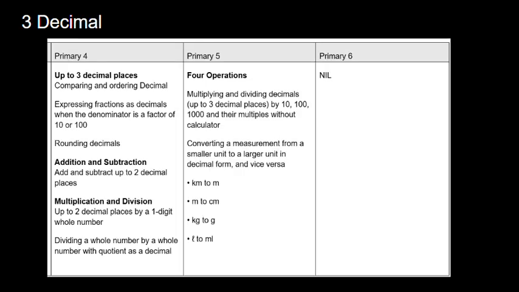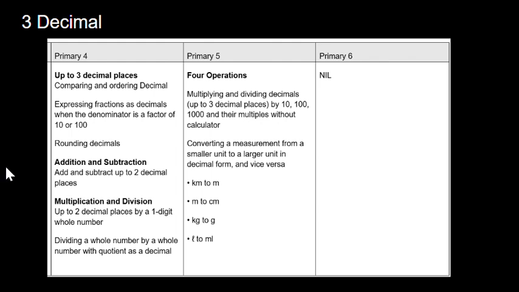For decimals, in primary 4 they are looking at up to 3 decimal places. Same as whole numbers, you are able to compare and arrange which is bigger and which is smaller. There's a type of question that gives 0.1, 0.01, 0.5, and so on, and asks you to arrange which is the bigger and which is the smaller number. You are able to express a fraction as a decimal when the denominator is a factor of 10 or 100. So if you got 3/10, you must know that it's equal to 0.3.